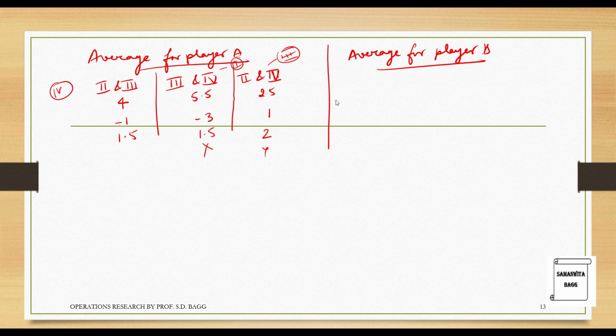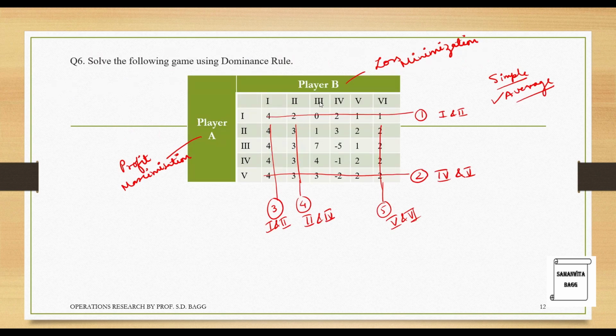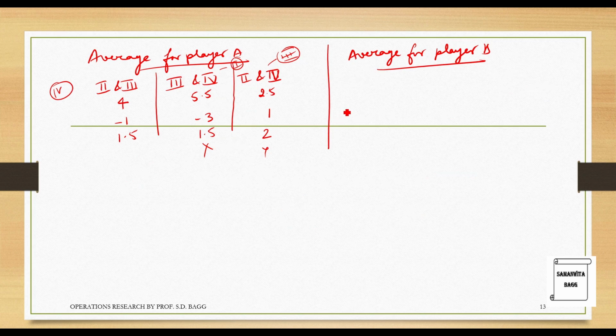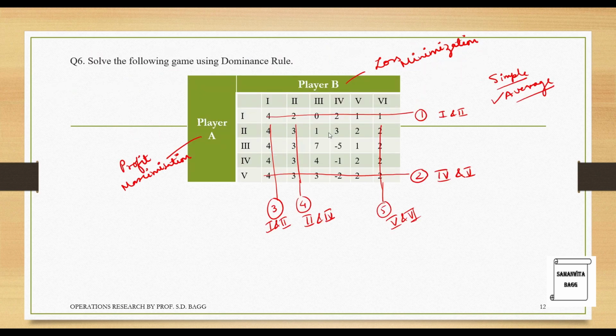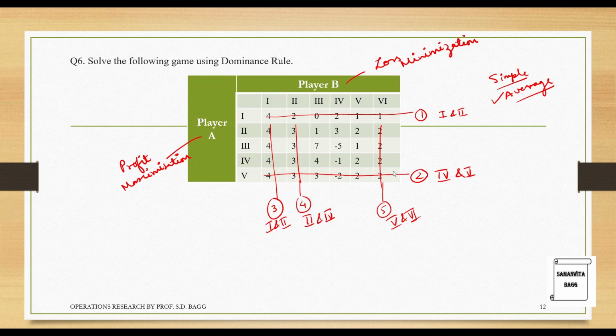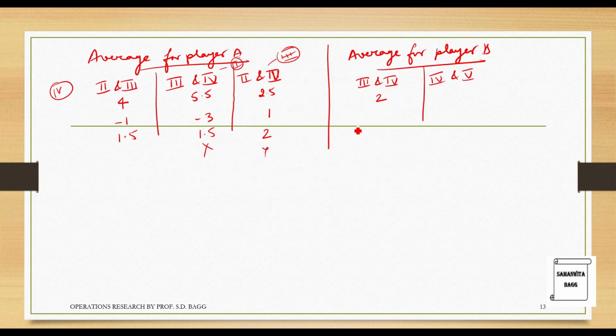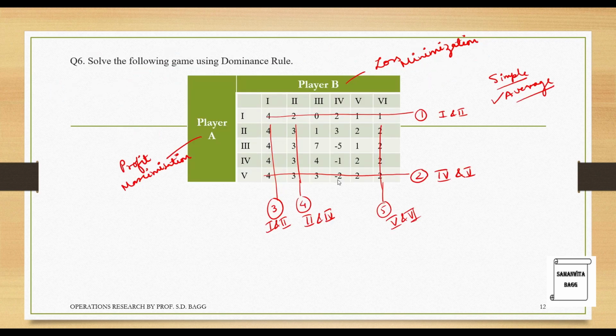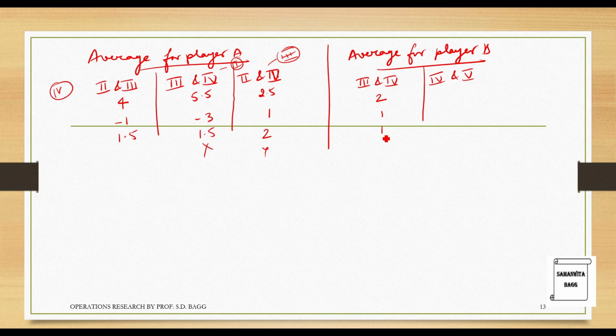When I'm solving for player B, you can see what is left is 3, 4 and 5. So I'll calculate the average of 3 and 4, 4 and 5, and if need be 3 and 5 also. First let's calculate these two. 3 and 4. This is 3 plus 1 by 2, that is 2. The next is 7 minus 5, that is 2 by 2, 1. And 4 minus 1 is 3 by 2, that is 1.5.